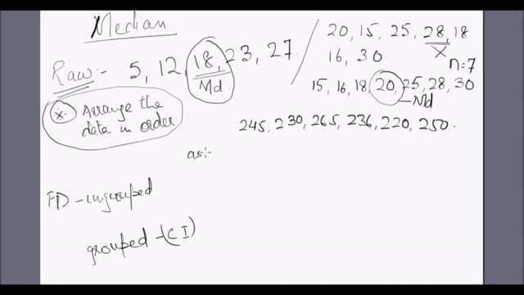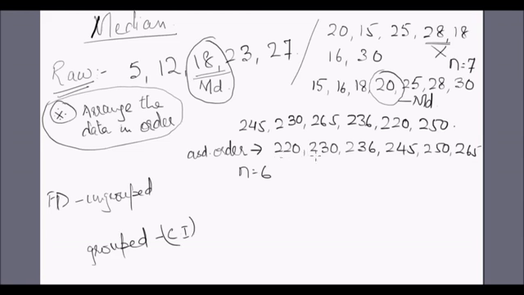Ascending order of this data would be, which is the smallest? Smallest seems to be 220, followed by 230, then 236, 245, and then we have 250, and finally 265. So now let's count from here. We have n, total number of data, equals 6: 1, 2, 3, 4, 5, 6. So what is the middle one? Oh, the middle happens to be in between these two data. So what do we do in this case?